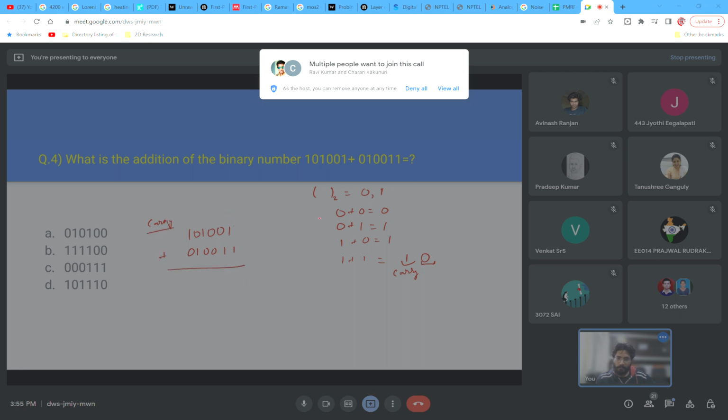So yeah, we will start with this. 1 plus 1 will give you 0, 1 you have to carry. Again 1 plus 1, you have to write 0 and carry 1. Now this becomes 1 plus 0. This is again 1 plus 0. This one is 0 plus 1. And this is 1 plus 0.